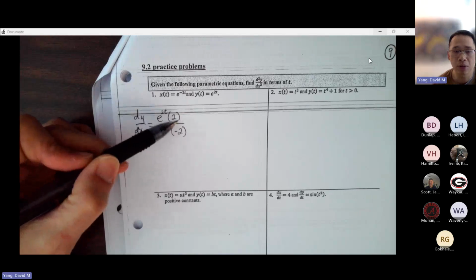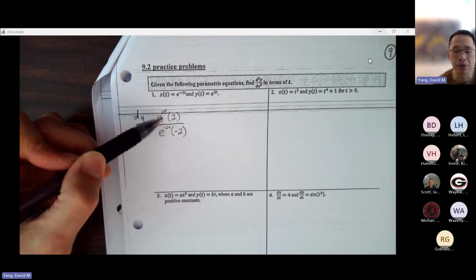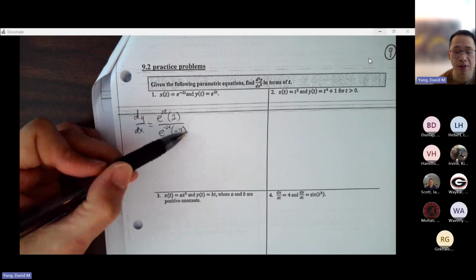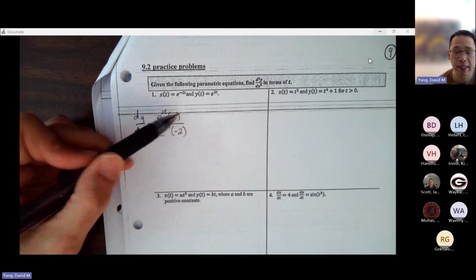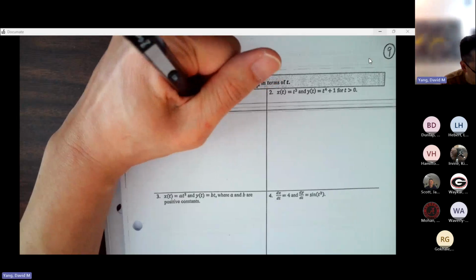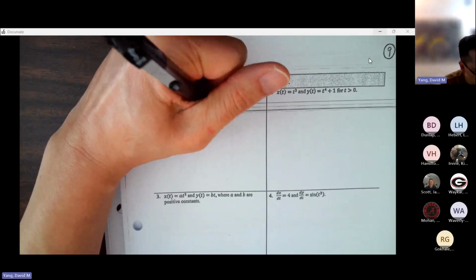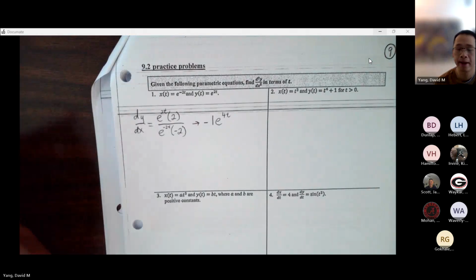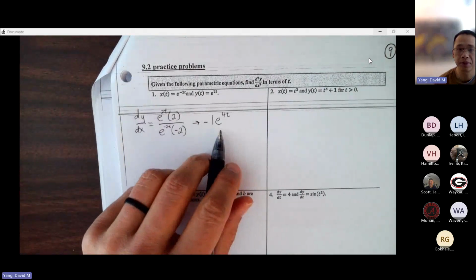I can also merge the two bases by subtracting exponents. 2t minus the negative 2t is 4t. You can also think of it as bringing that e to the negative 2t as e to the 2t, and then we can add the exponents. So we get negative 1 e to the 4t. This is my derivative.